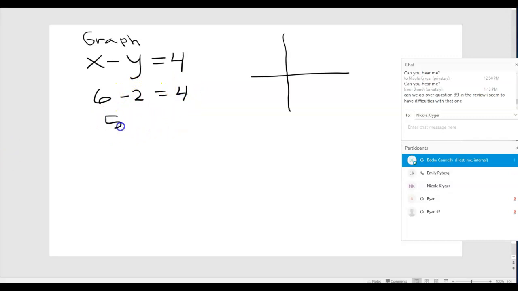Yep. And so make sure that you're writing those down as ordered pairs, is what I'm saying. So when it asks you to write ordered pairs down, you just need to put 6 comma 2, right? So just don't forget about writing it as an ordered pair inside parentheses, and then 5 comma 1, and then just plot those points. Okay, good.